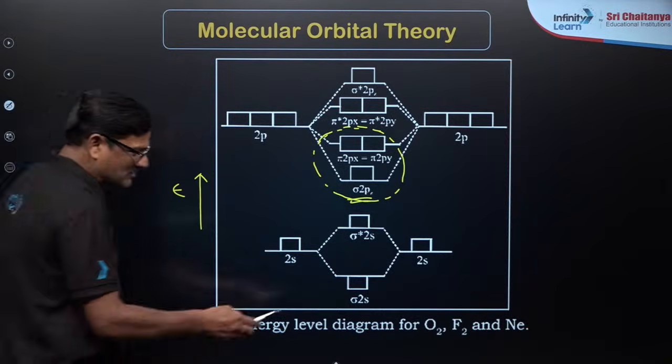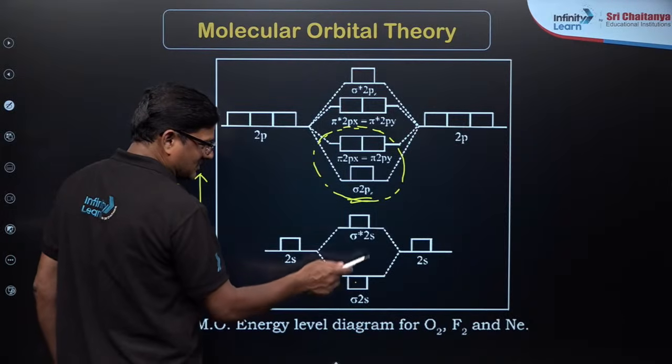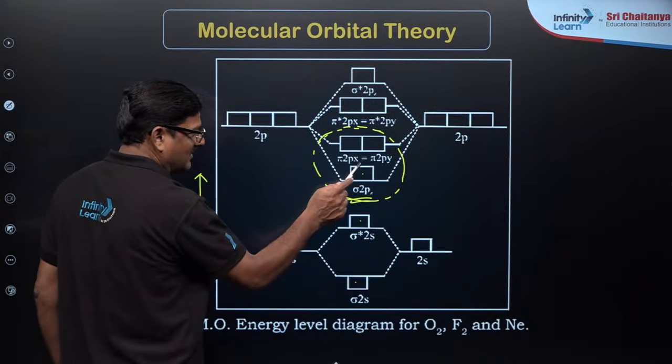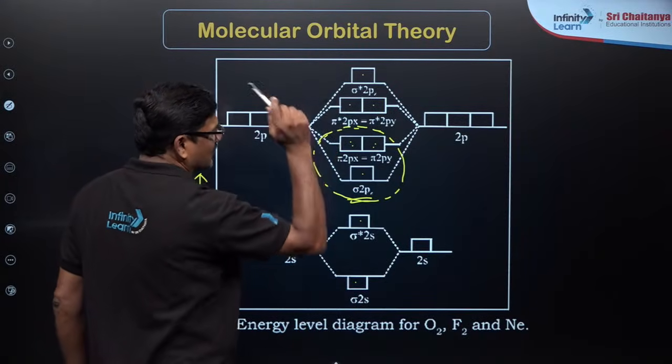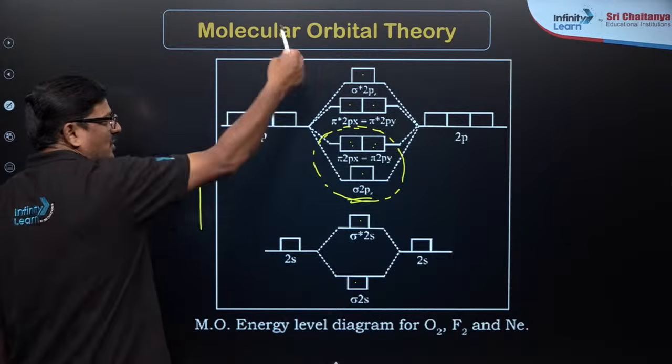And when the electrons are filled, first filled here, then here, then here, and then here, the degenerate orbitals, then it is filled here. Okay, so this is the sequence you have to follow, right?